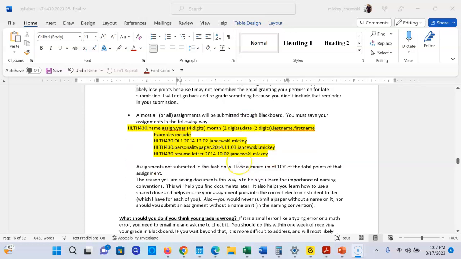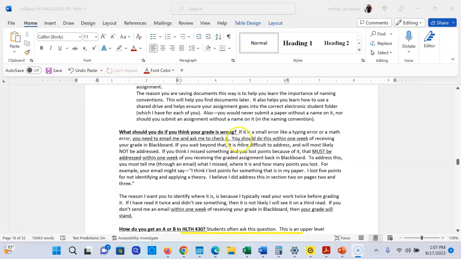It tells you how to save your documents. If you think your grade is wrong, this is very important. If you think your grade is wrong, it is possible I made a mistake. It tells you what to do if you think I'm wrong. You have 1 week to do it.